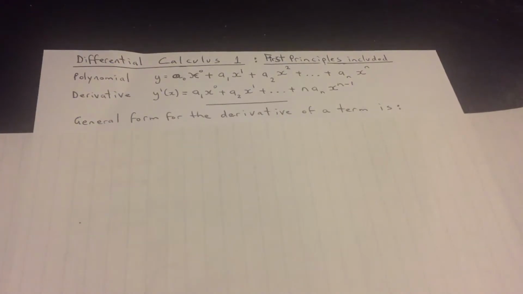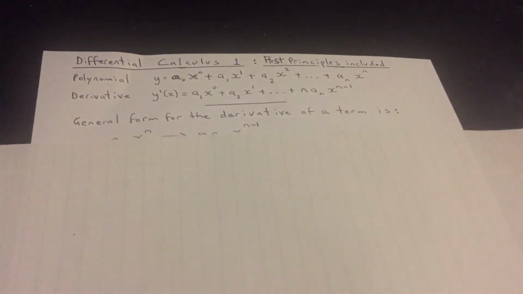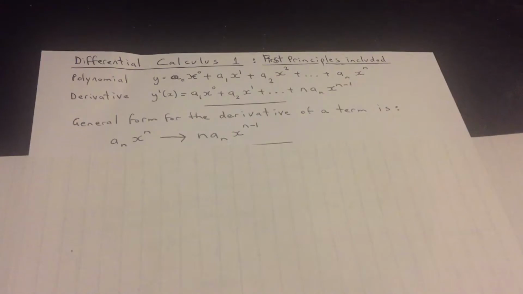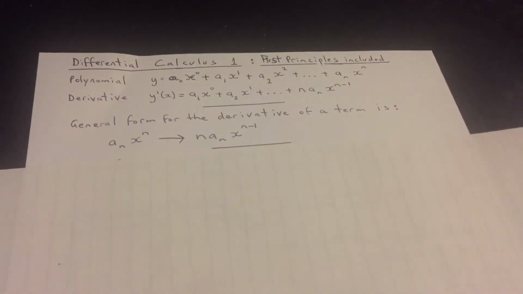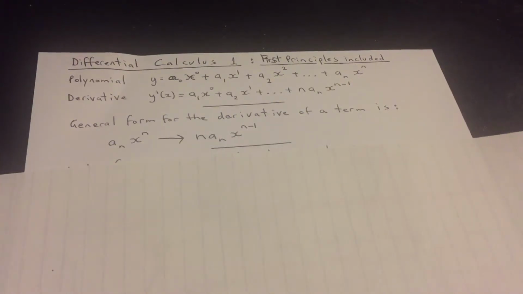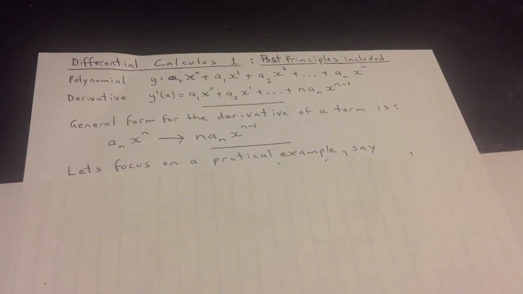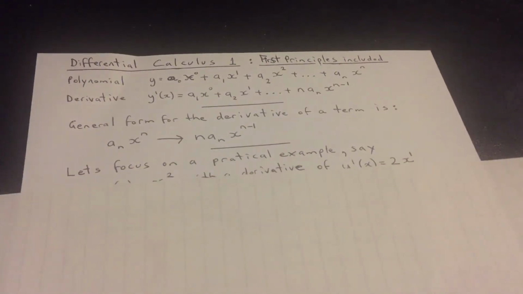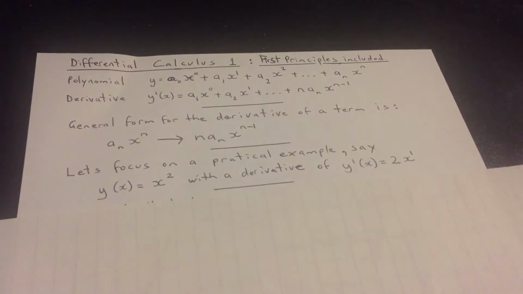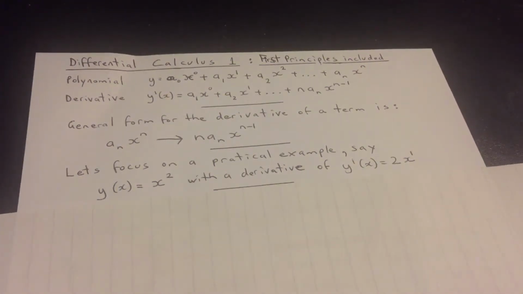So the general form for the derivative of a term in a polynomial sequence or formula can be represented as a subscript n, x to the power of n, which transforms to n times a subscript n, x to the power of n minus 1. Now I'm going to focus on a practical example. For example, say y of x equals x squared, which has a derivative of 2x to the power of 1.